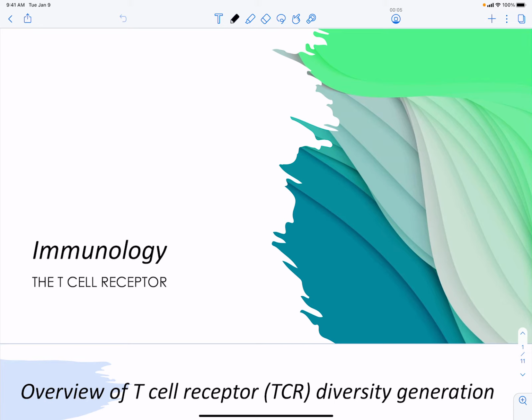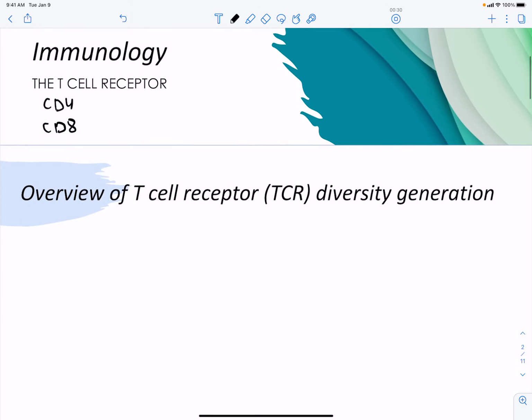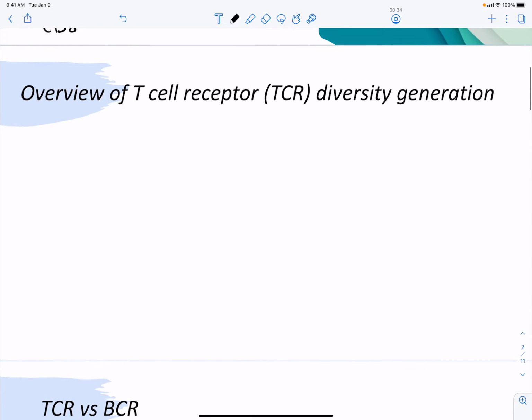All right, so now I want to talk about the T cell receptor. T cells, of course, are part of our acquired immune response, and T cells come in two types, CD4 and CD8. Their T cell receptors are going to be very similar in how they do somatic recombinations. If you've already watched the lecture on B cells, you'll understand what somatic recombination is, but I'll go over it again here because we're talking about T cells.